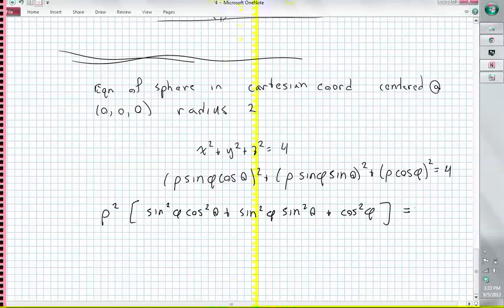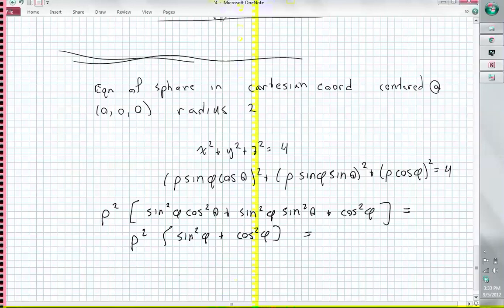If you stare really closely at the first two terms, there's a common factor of what? Sine squared phi. If you factor that out, what's left behind? Cosine squared theta plus sine squared theta, which is 1. So the first two terms really collapse into sine squared phi. And that collapses into 1, and you get rho squared is equal to 4.